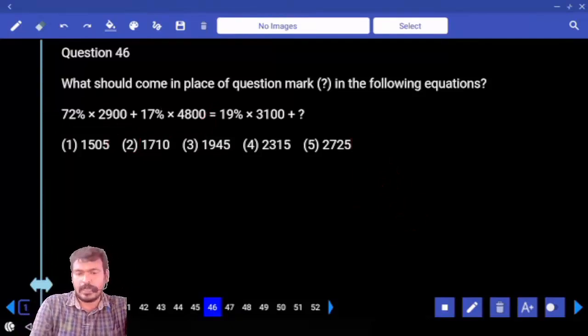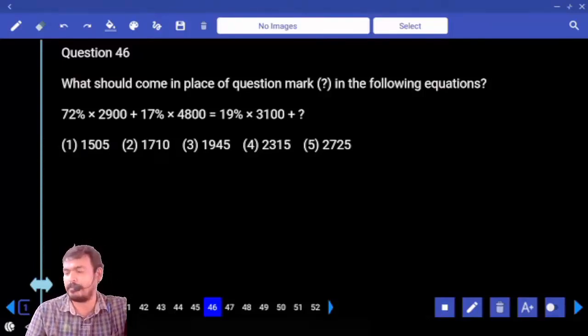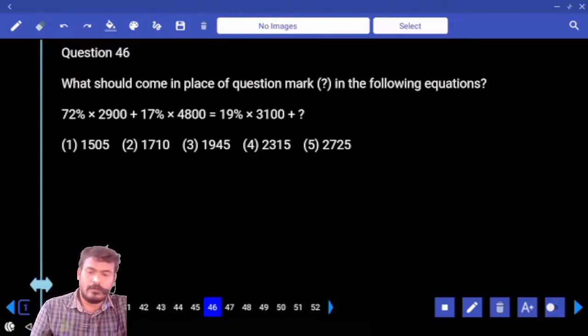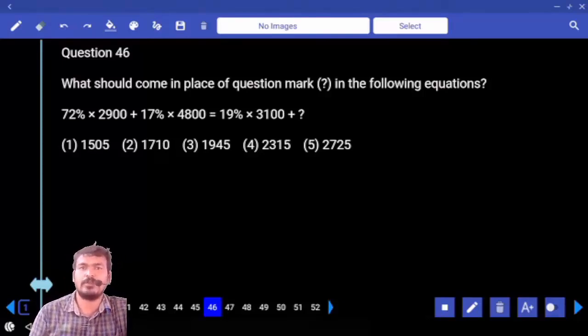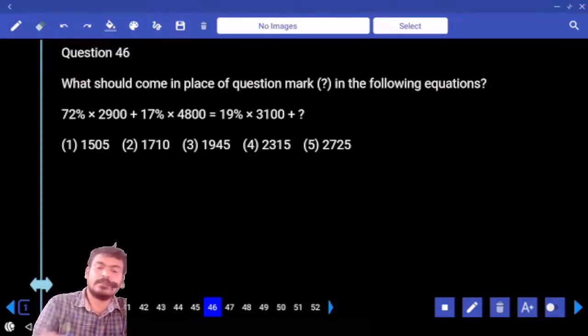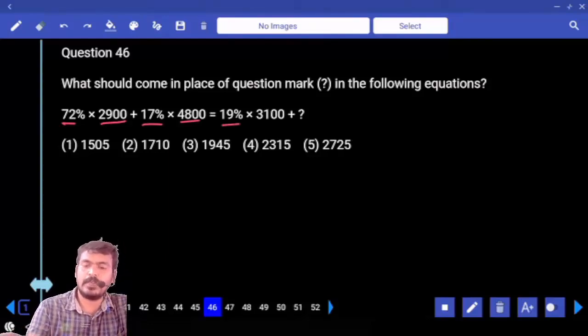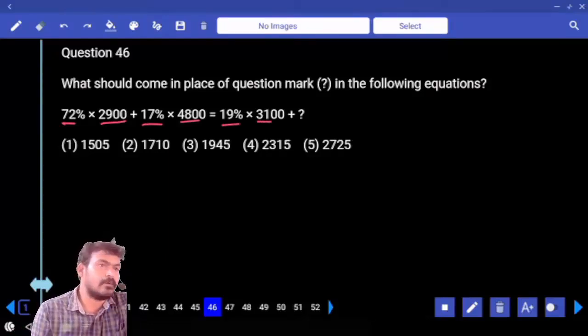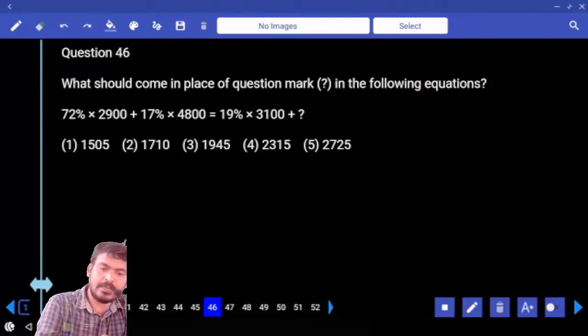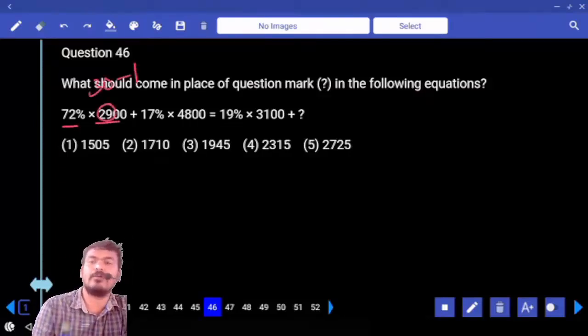72% of 2900 plus 17% of 4800 equal to 19% of 3100 plus something, or not? Verify the units position, 4 possibilities, or not? Okay. 72 into 29, or not? Second one 17 into 48, third one 19 into 31, or not? Okay. First 72 into 29 means it will be 30 minus 1 time, or not?